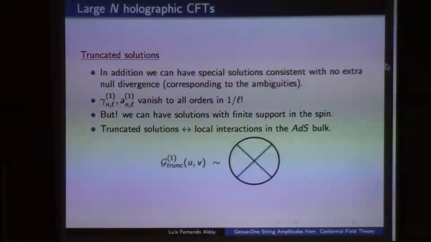Your discussion is general. His idea was to construct these truncated solutions as solutions to crossing, and he saw that actually these solutions do correspond to local interactions in the bulk. I'm sure that, yes. That disagrees with some recent claims.